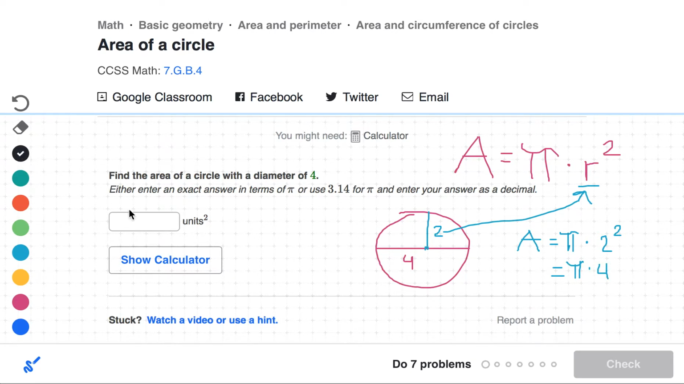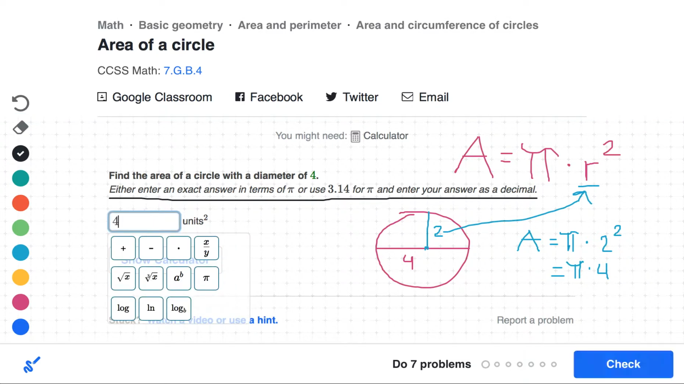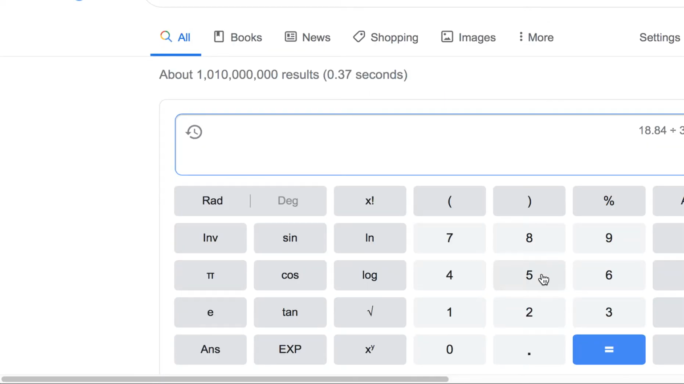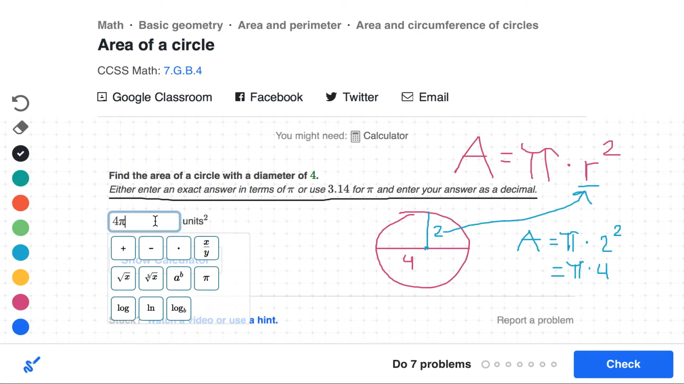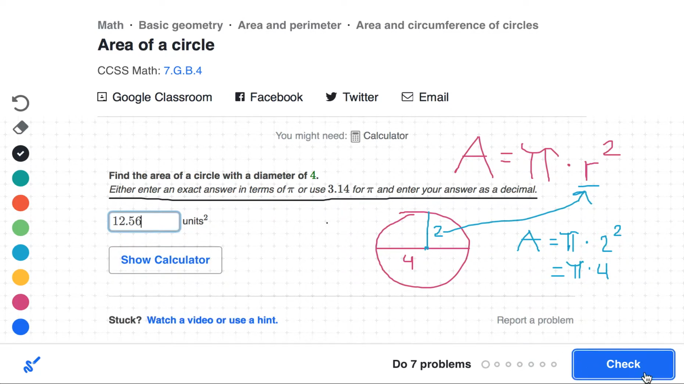Now, Khan asks us to either enter an exact answer in terms of pi or use 3.14 for pi and enter your answer as a decimal. So we could just leave the answer like this, 4 pi, and we'll get it right. Or we could use a calculator and do 4 times 3.14 and get 12.56. Those are the same thing. 4 times pi and 12.56 are the same number, just different ways of representing it.